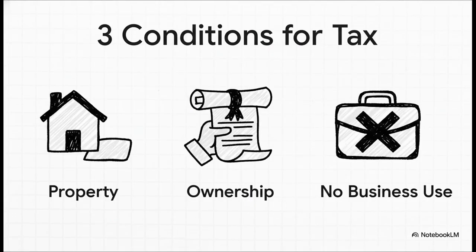Now, for this section to even apply, three simple conditions have to be met. Think of it as a checklist. First, obviously, there has to be a property, a building or land attached to it. Second, you, the taxpayer, must be the legal owner. And third, and this is a key distinction, you can't be using that property for your own business or profession. If you are, any income from it is taxed under business income, not here.